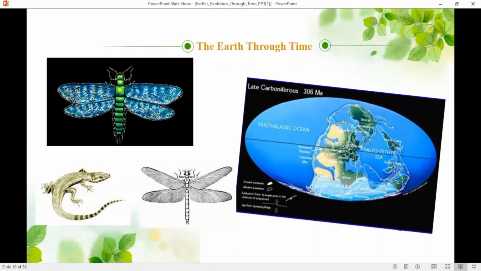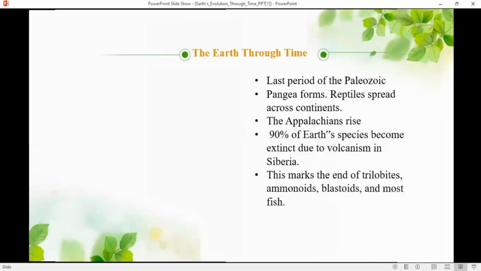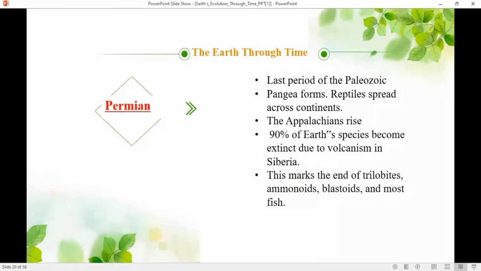In the picture, you can see the lizard and the winged insects. In this Pennsylvanian period, they are the first to appear. The next period is the Permian period. In the Permian period, the last period of the Paleozoic, Pangaea forms and the reptiles spread across the continents.